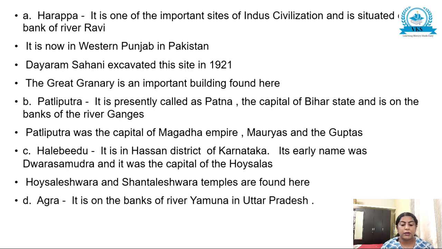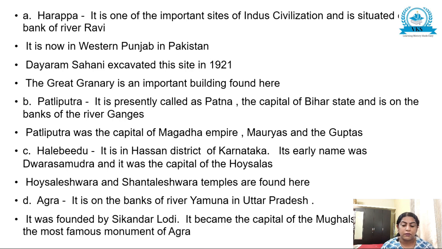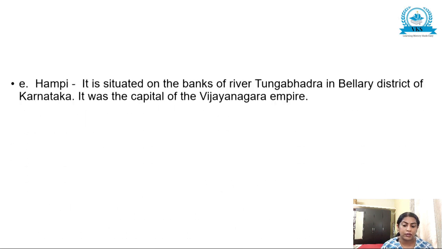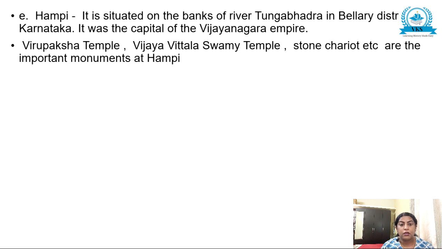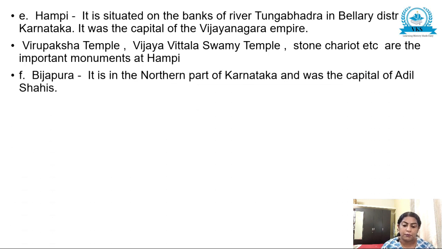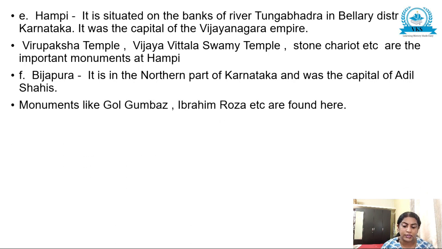Agra, it is on the banks of river Yamuna in Uttar Pradesh. It was founded by Sikandar Lodi. It became the capital of the Mughals. Taj Mahal is the most famous monument of Agra. Hampi, it is situated on the banks of river Tungabhadra in Bellary district of Karnataka. It was the capital of Vijayanagara Empire. Virupaksha temple, Vijayavithala Swami temple, stone chariot etc. are the monuments at Hampi. Bijapura, it is in the northern part of Karnataka and it was the capital of Adil Shahis. Monuments like Gol Gumbaz, Ibrahim Roza etc.